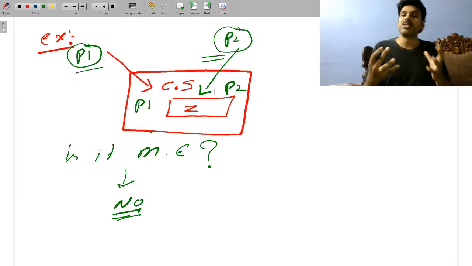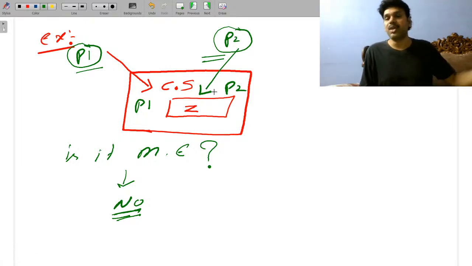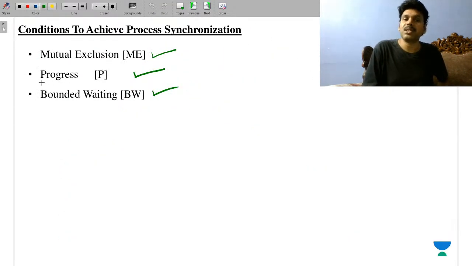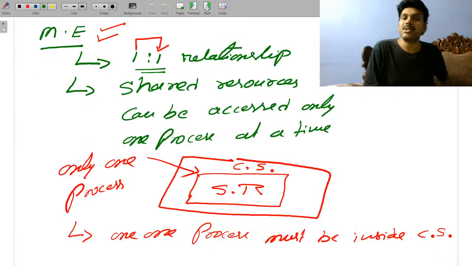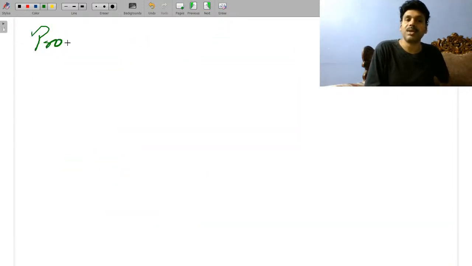Whenever multiple threads try to access your resource concurrently, again there may be race conditions. Again we are going back. That's why in this case we are not following the mutual exclusion property. And the second property is progress. This is another important property. What is progression? This is also called progress. What is progress?